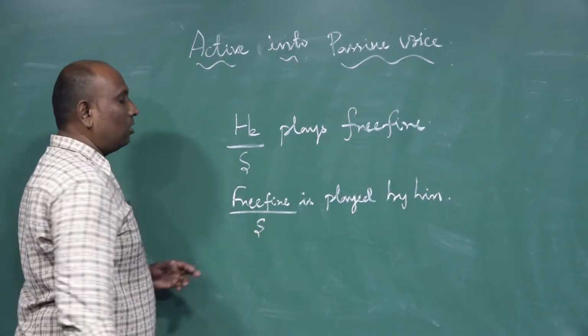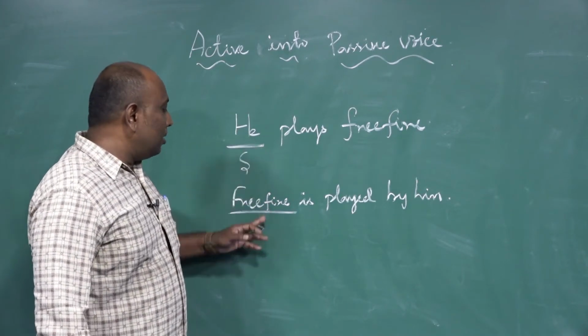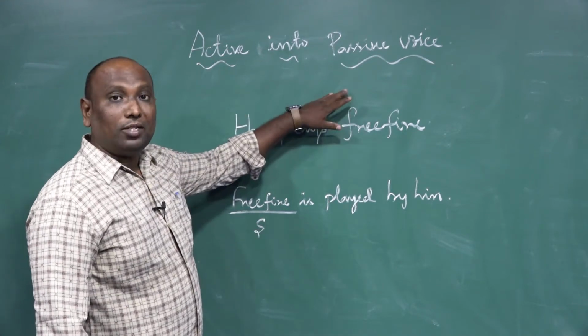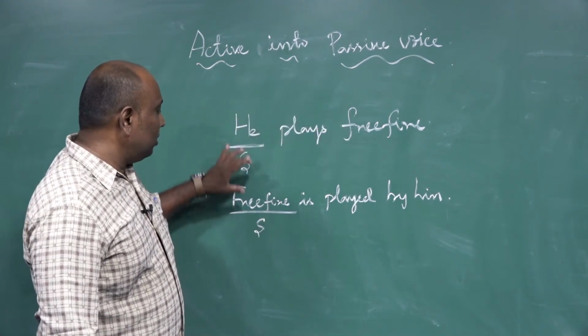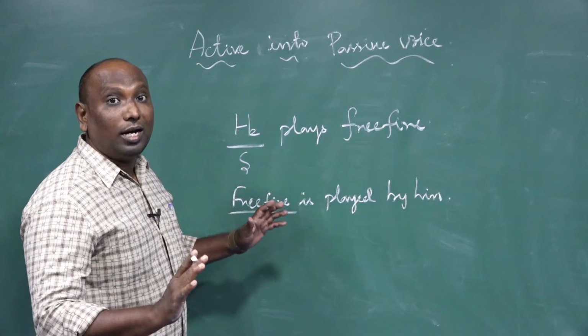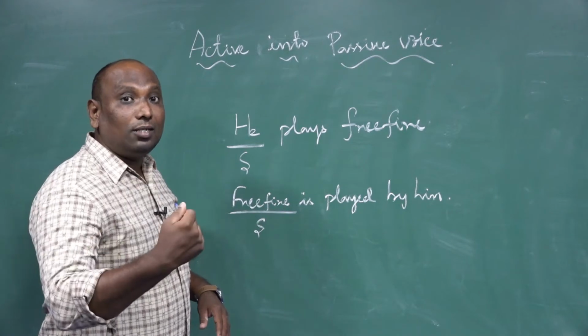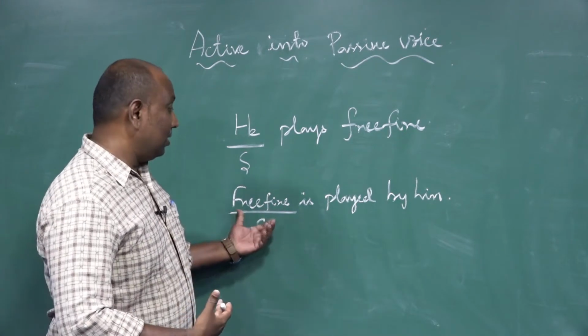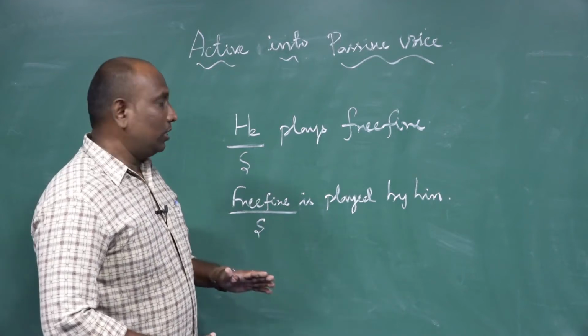This subject is not the doer of the action. So this is the major difference. First we should know what is active, what is passive voice. This is active voice, this is passive voice. When the subject is the doer of the action, that is called active voice. When the subject is passive, inactive, not doing the work, that is called passive voice.